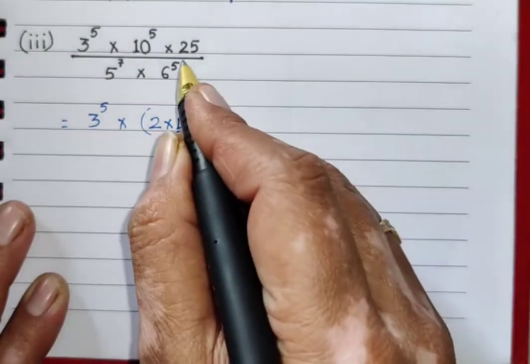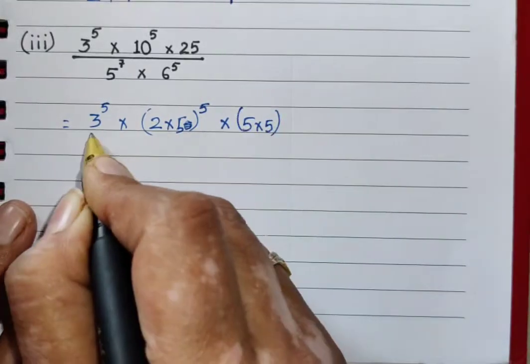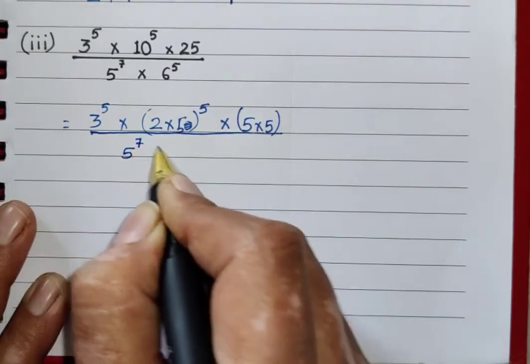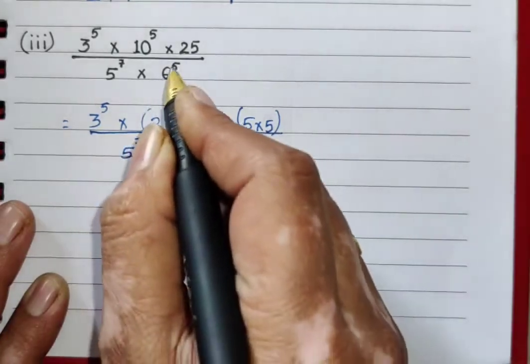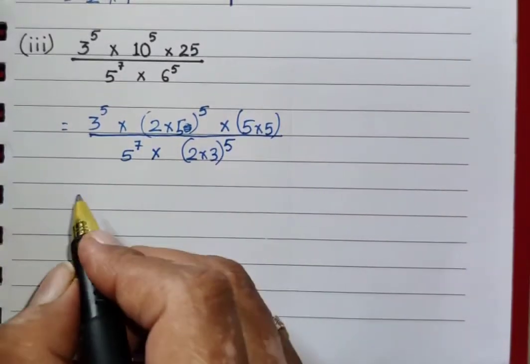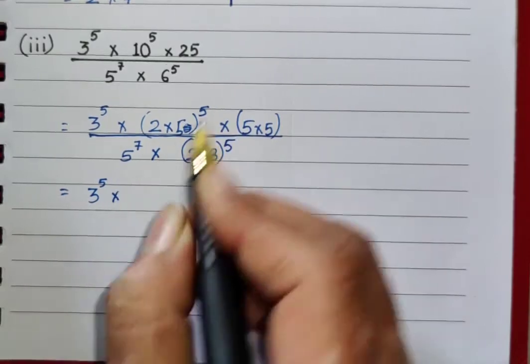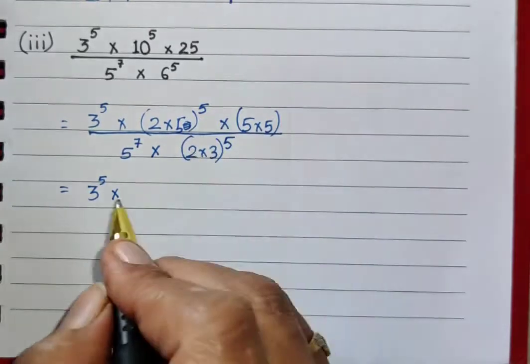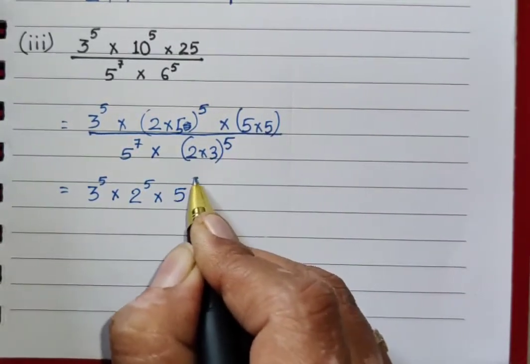Okay, and 25 is written as 5 multiplied by 5, 5 to the power 7, and 6 is written as 2 3s are 6, and as 6 is having 5 power outside, I am going to write 5 out. Now this is 3 to the power 5. Now we can distribute this 5 inside the bracket to 2 and 5 bases separately. 2 to the power 5 and 5 to the power 5.